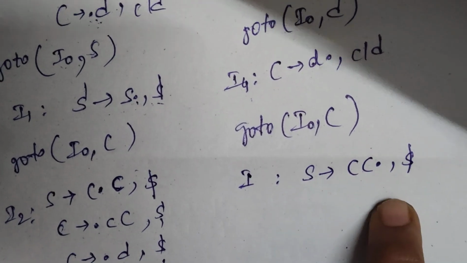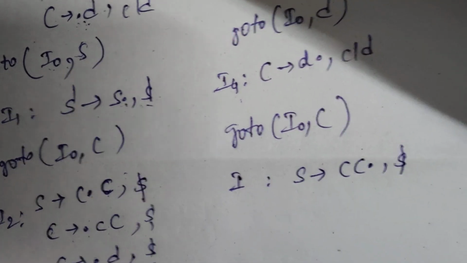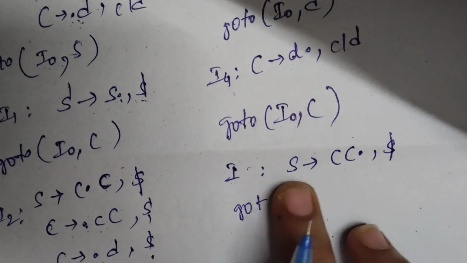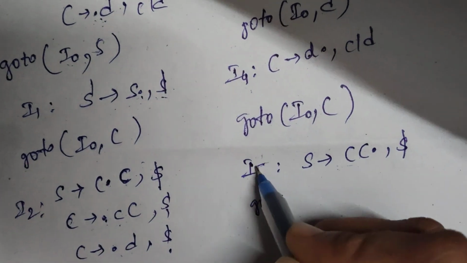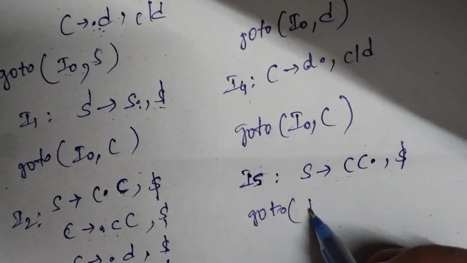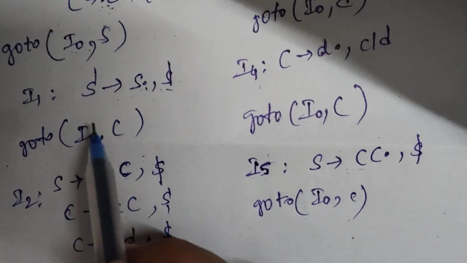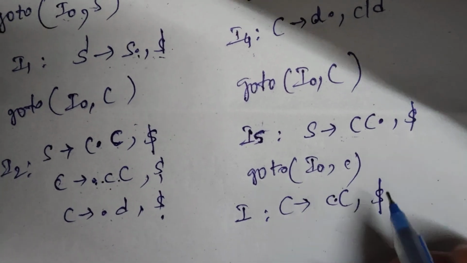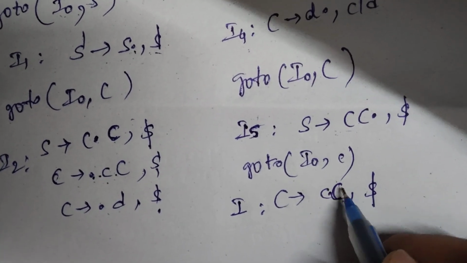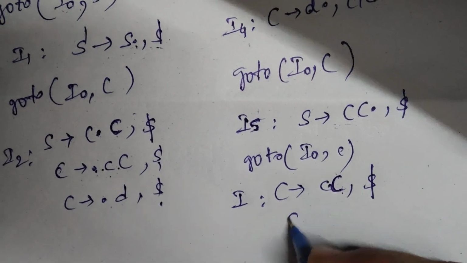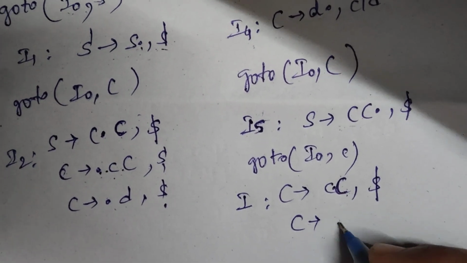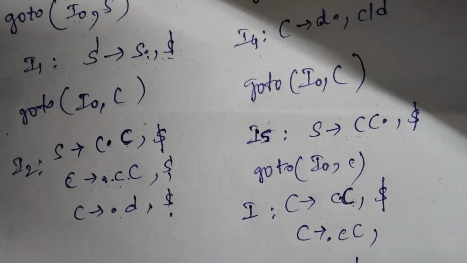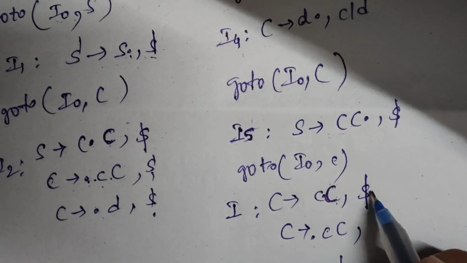In I1, dot has reached the end, so we need to skip this. We need to go to I2 next. In I2, we have to shift this C and this small c and this small d. So we'll go to I0 comma capital C and we'll shift this dot here. While shifting, the look ahead symbol will remain as it is. We'll get this item. Dot has reached the end, so we need to stop construction and go to the next symbol. Next symbol is small c. Anywhere before, we did not get the same prediction, so we can name it as a new item, that is I5.